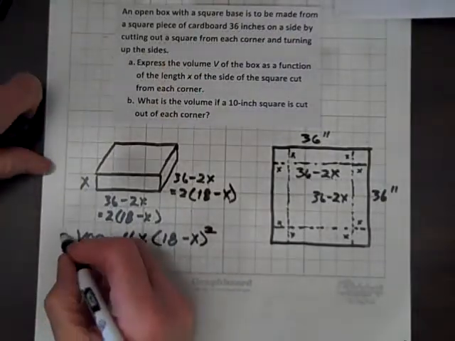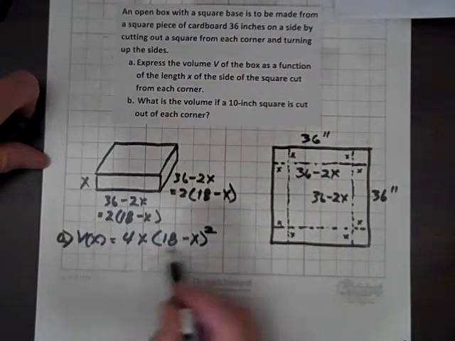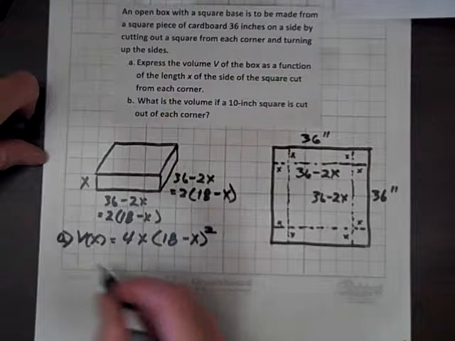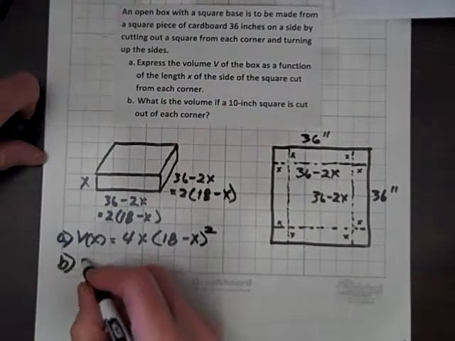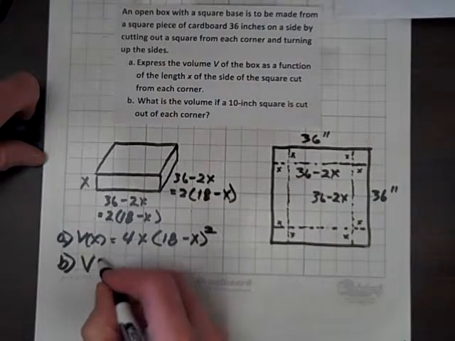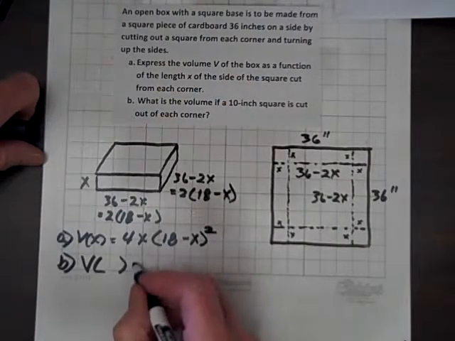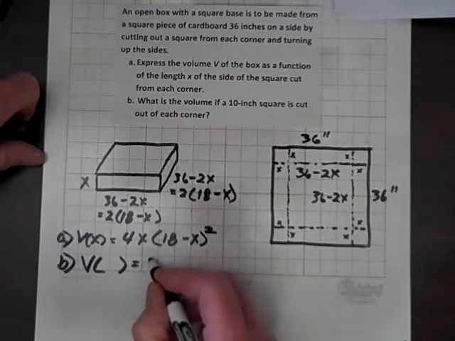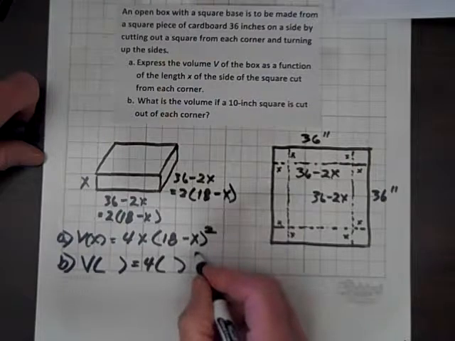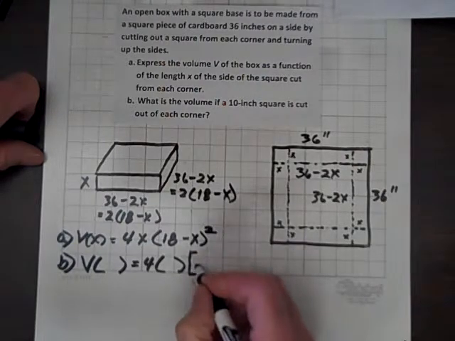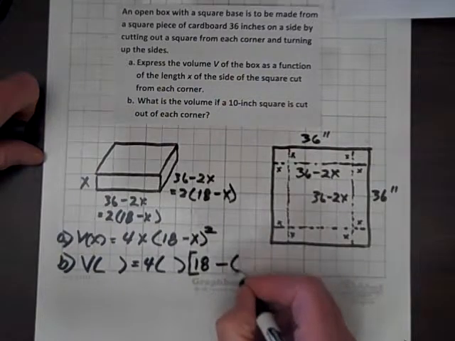Well, this was part A, finding the equation of the function describing the volume. Part B has to do with finding the volume if x is 10 inches. So V of whatever equals 4 times whatever times (18 minus whatever) quantity squared.